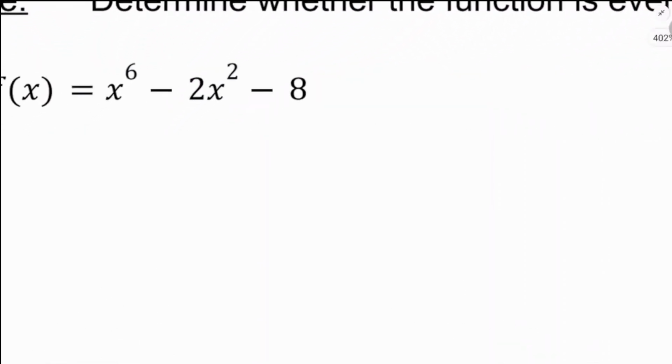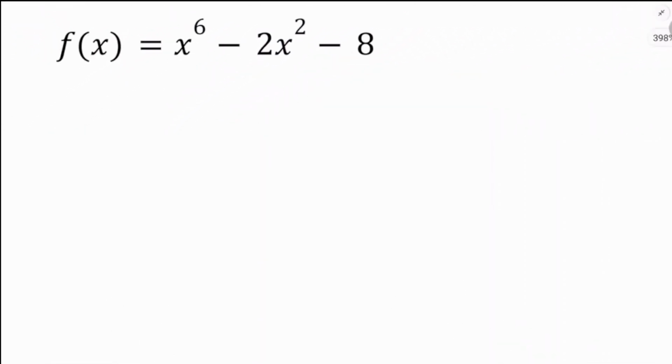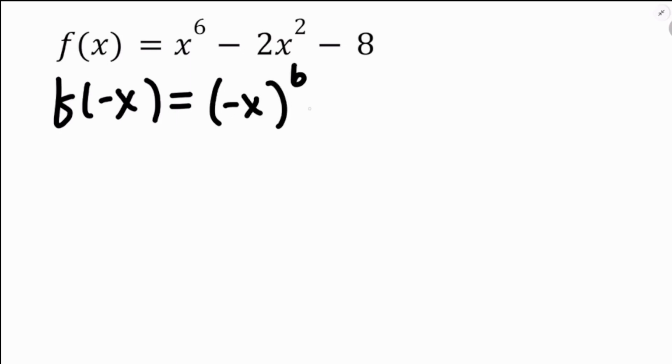So we're going to look at f of x, and we're going to consider f of negative x. So wherever I see x in the formula for f, I'm going to replace it with negative x in parentheses. So negative x taken to the sixth power minus 2 times negative x squared minus 8. Now this one time I'm going to be really intentional and show you all the steps, but moving forward, I'm going to just say, if I'm taking negative x squared, that's going to be the same as positive x squared.